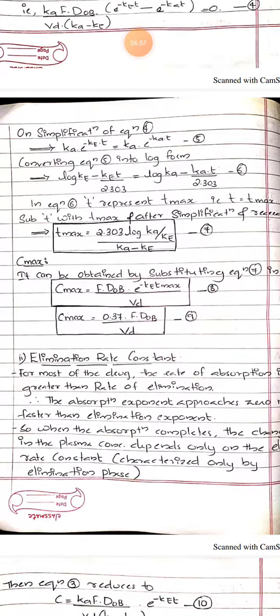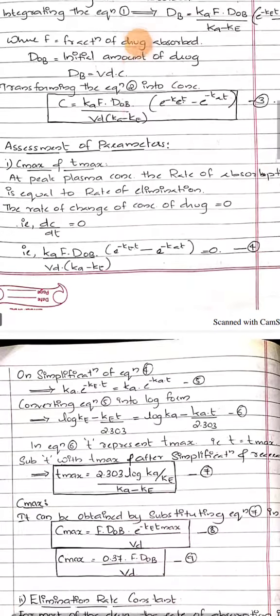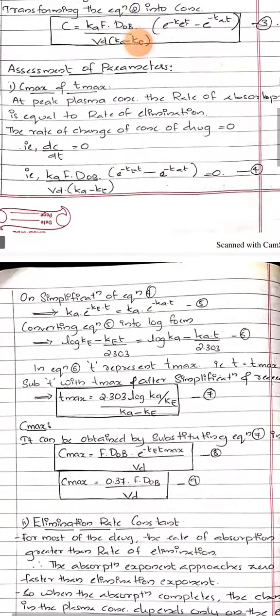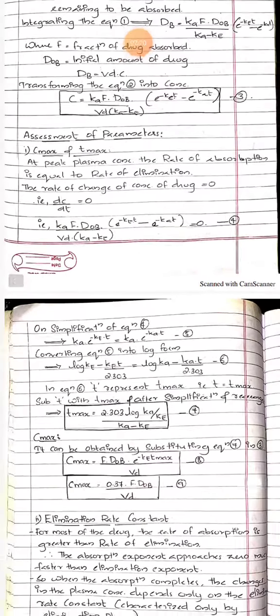And there is another simplified equation to find out C max. That is C max is equal to 0.37 into F into D0b divided by Vd. That is the two equations to find out C max. Okay, so these are the first two parameters, that is T max and C max. So all the conditions you have to explain.